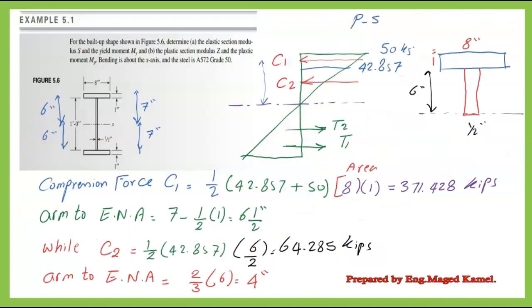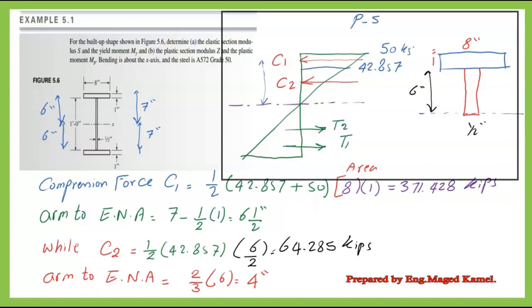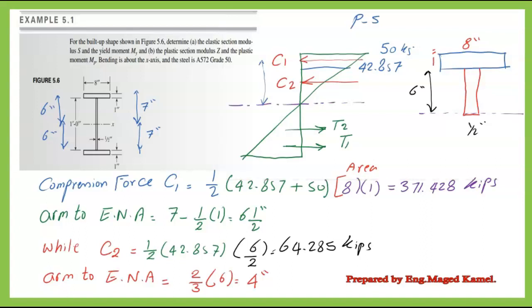Now we have the data to estimate the two compression forces C1 and C2. The value of C1 will be equal to the value of the average stress by area, which will give 371.428 kips. The distance from the C1 force to the elastic neutral axis is 6.5 inches.